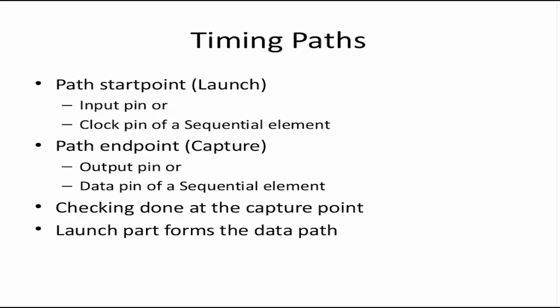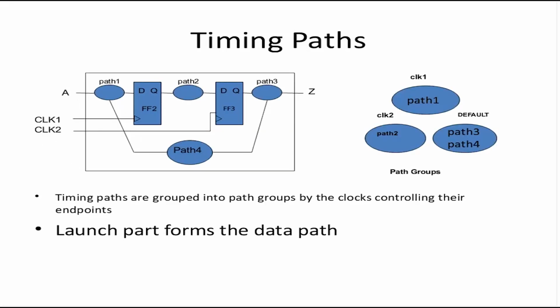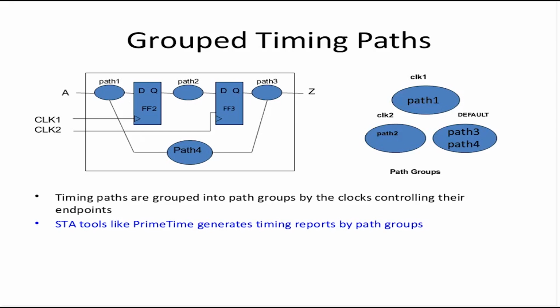So we have seen timing reports. We will see a lot more in this unit. Timing paths are always grouped according to some principle. The principle is that they are grouped into path groups by the clocks which are controlling the endpoint. For example, path 1 starts at A and is captured at D of this FF2, and path 1 comes under the group clock 1 because the capture clock here is clock 1.